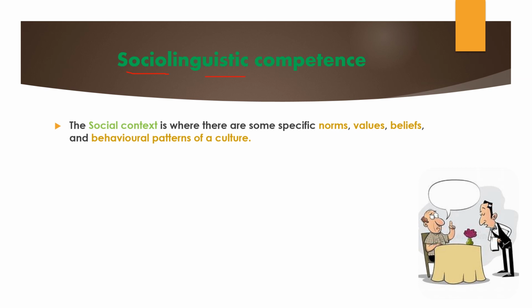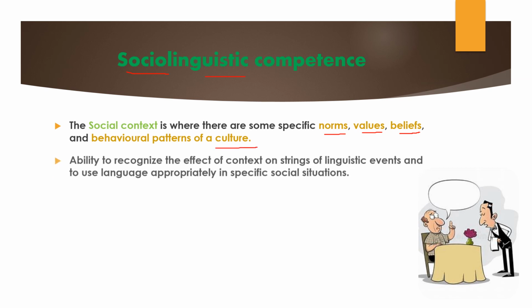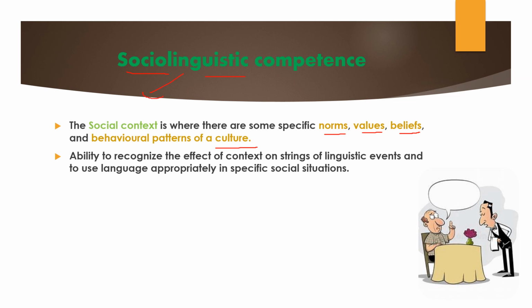Okay, so have a look. The social context is where there are some specific norms, values, beliefs, and behavioral patterns of culture. Good, perfect. And what sociolinguistic competence means specifically is the ability to recognize the effect of context on strings of linguistic events, and to use language appropriately in specific social situations.